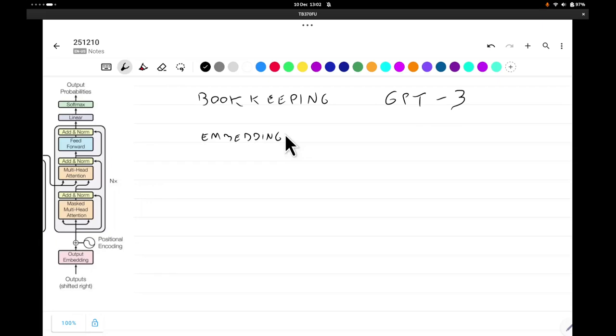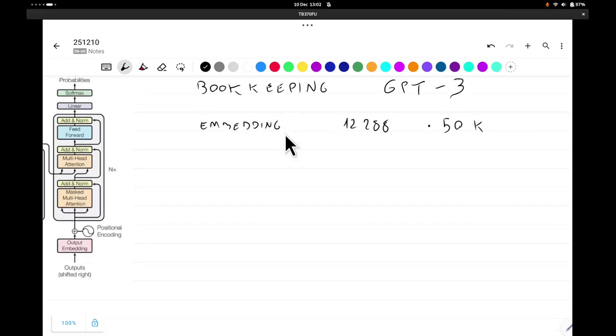So there is a dictionary of 50,000 tokens. As they say, it's not necessarily words, but loosely connected to words in a dictionary, and it embeds into, the exact number is 12,288 dimensions. So the one-hot encoding is projected into this 12,000 dimension representation for both the input and the output.